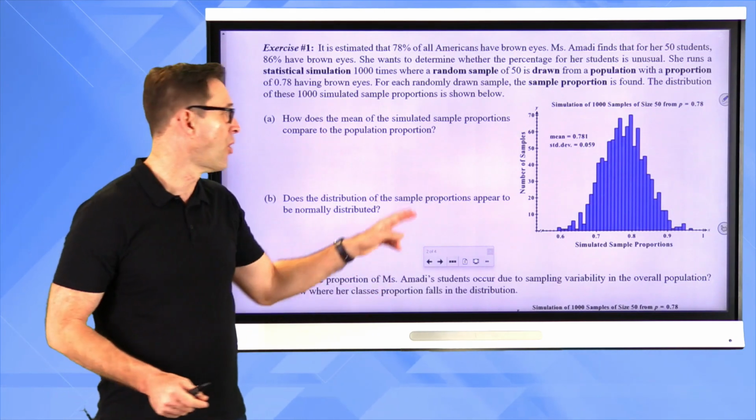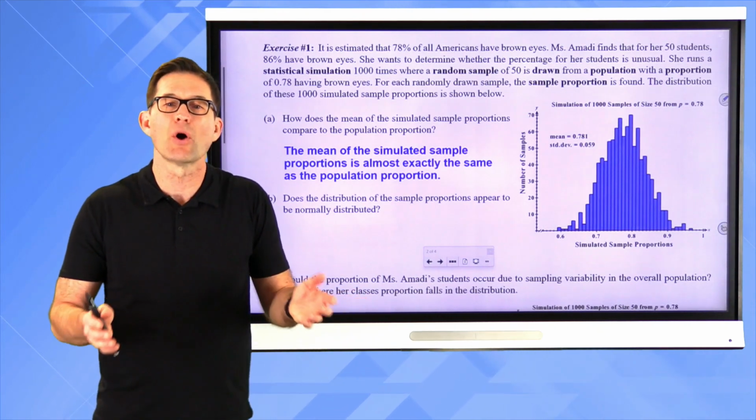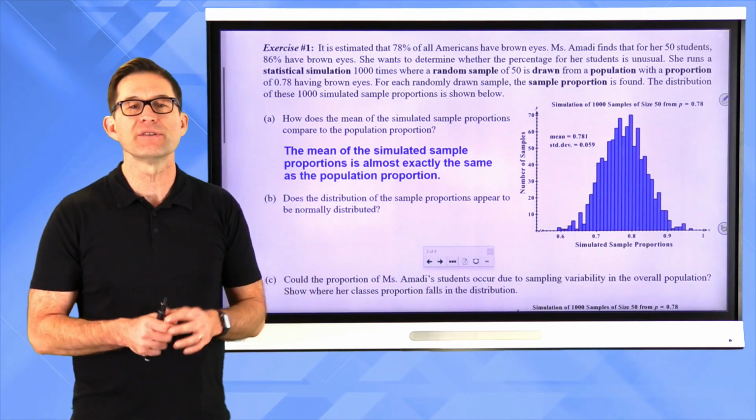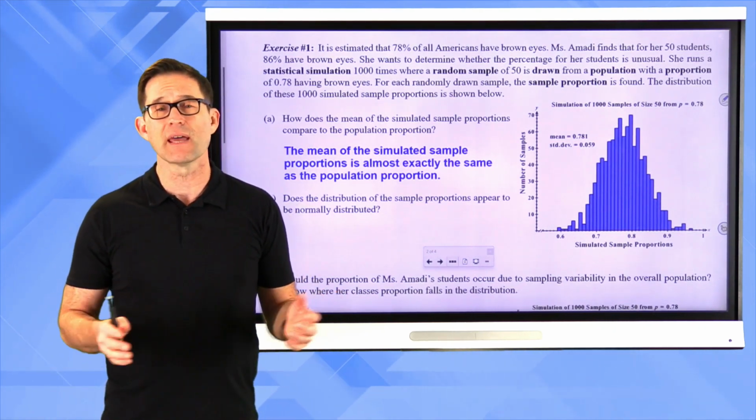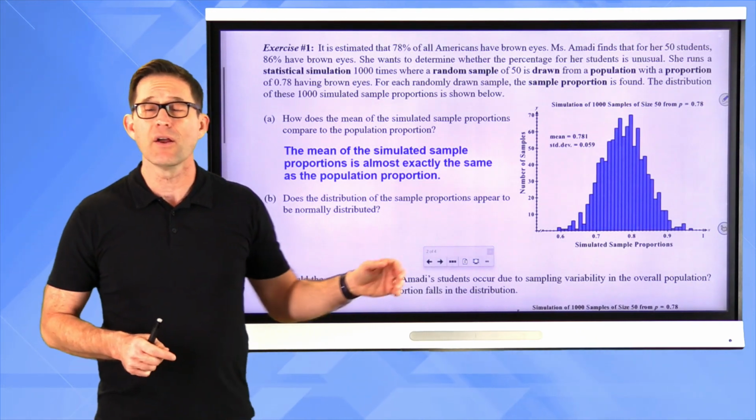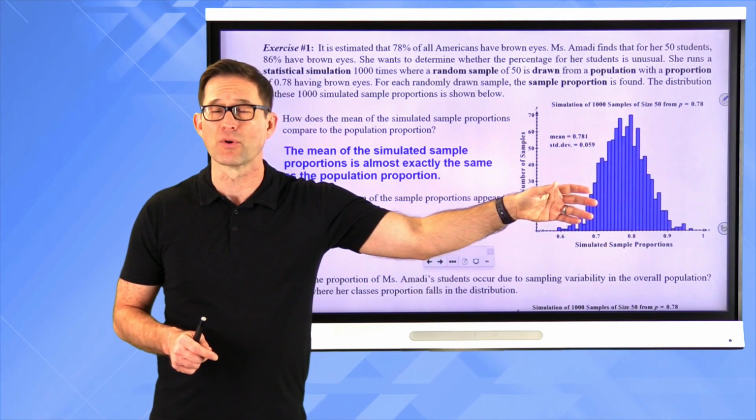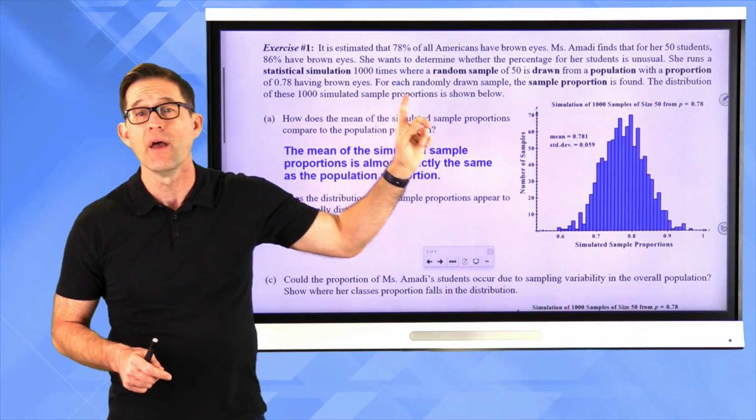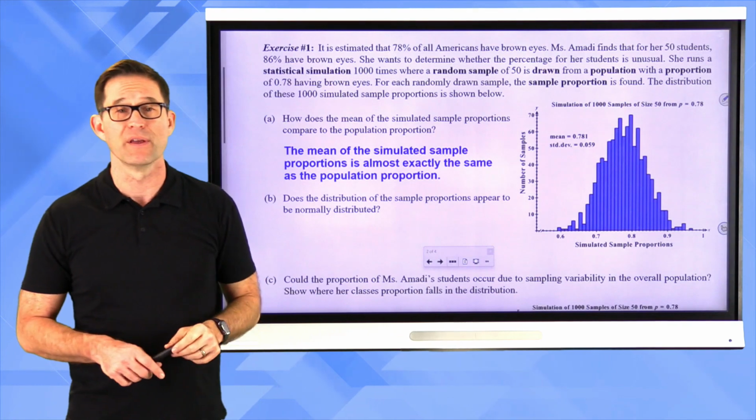Well, it's all but equal, right? The mean of the simulated sample proportions is almost exactly the same as the population proportion. That's very similar to what we did in our last lesson, where we saw that the mean of the sample means was basically the same as the population mean. Here, the average of our simulated sample proportions, as long as we do a ton of them, and 1,000 is quite a few, will be basically identical to whatever our population proportion is.